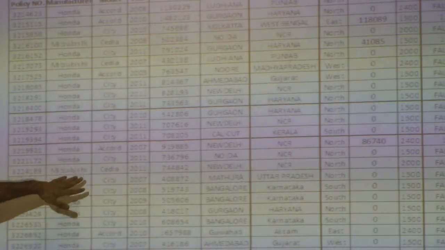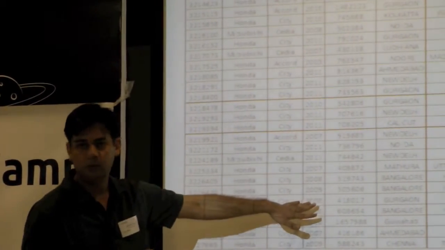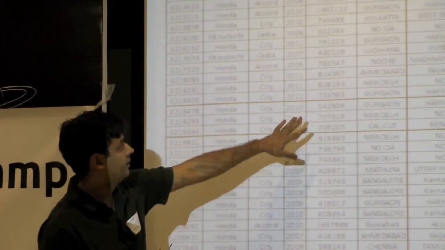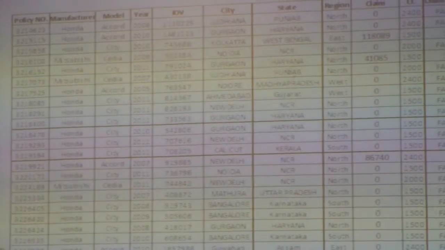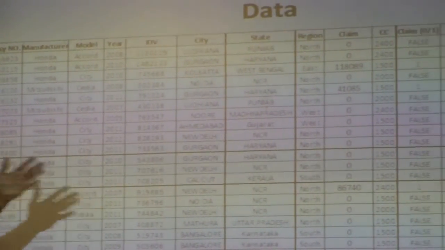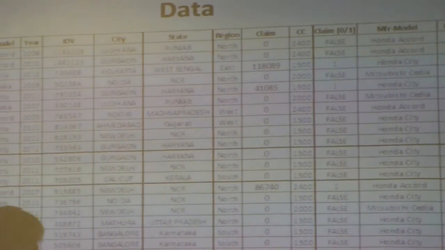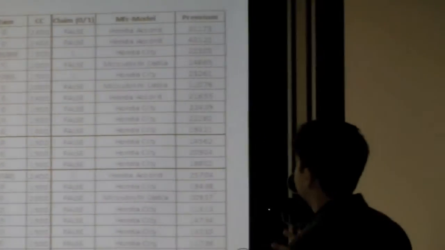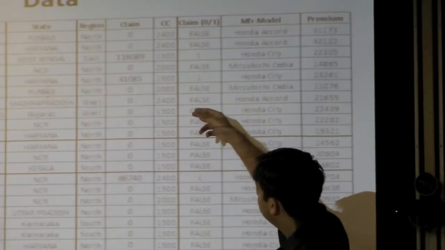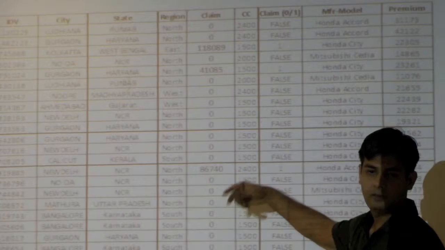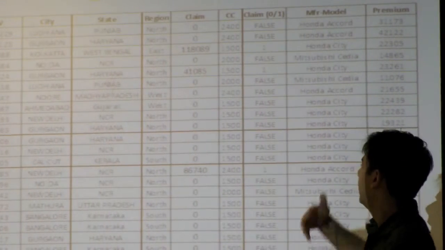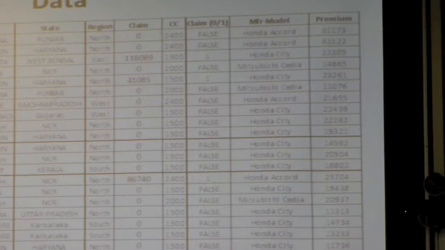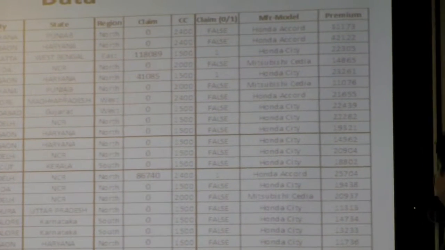So you see the manufacturer, the model, the year in which the car was manufactured. The field IDV, where you see all these numerical values, is basically the value for which the car is insured. Then you have the city, the state, the region, the amount of claim. Normally, your policy data and your claim data are two different data sets. What we've done is we've just combined the two. So you can see for some of the policies there are claim values. These are cars which entered into an accident and there was a claim that was filed, and this is the value that the companies paid. So this is all historical data.